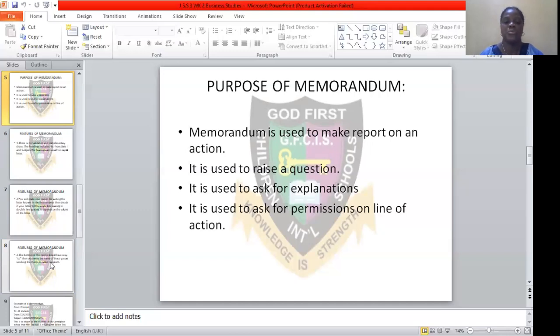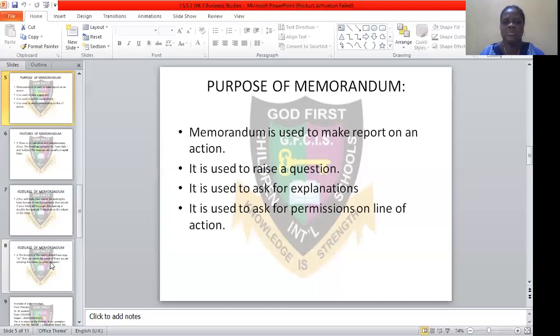That is number one. Number two, it can be used to raise questions. Management can use memorandum to write to an individual to ask a question. What is going on? Why are you coming late? Why should punishment not be meted out to you? Then they can ask, they observe that you have been agile, vibrant. Why the sudden change in the mood? Why the sudden change in the action, or the energy that you put into your work?